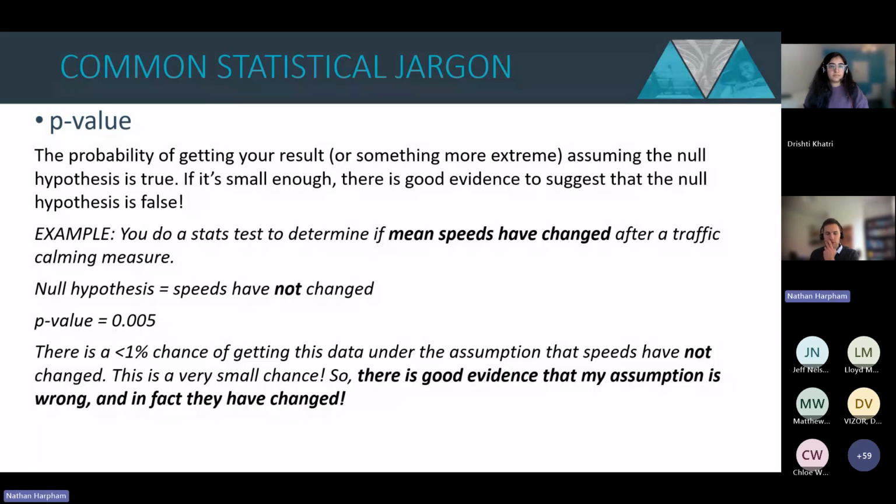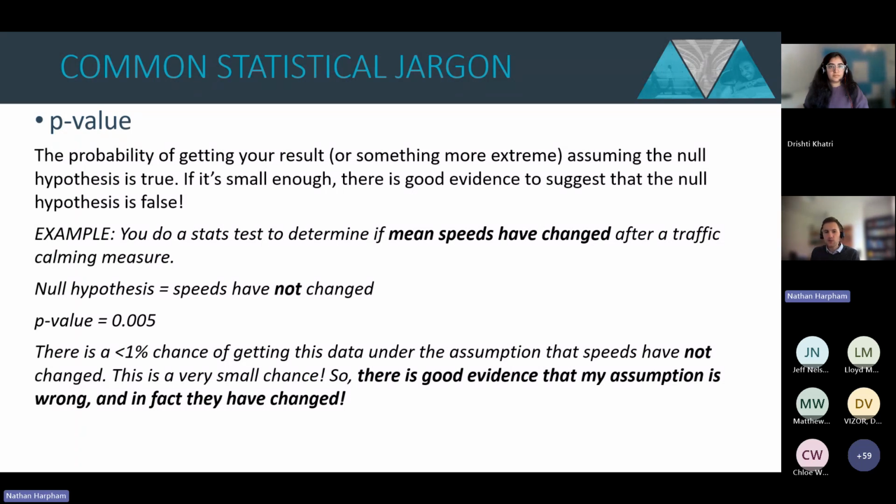So maybe an example to help bring that to life a bit more, a typical example that we might come across with our type of analysis. Suppose you're doing a stats test to determine if mean speeds have changed after you've done a traffic calming measure. So your null hypothesis here would be speeds haven't changed. So there's no difference in the speeds before and after that measure. You then gather some data on speeds before and after. You do your test and you get a p-value of 0.005, which is pretty small. So that's less than 1%.